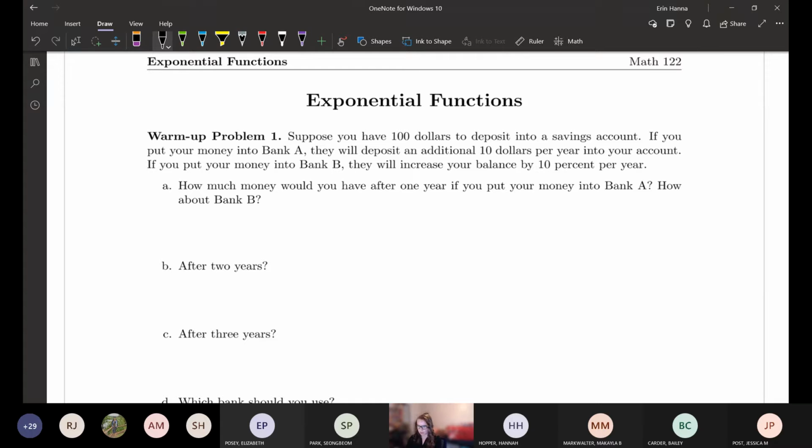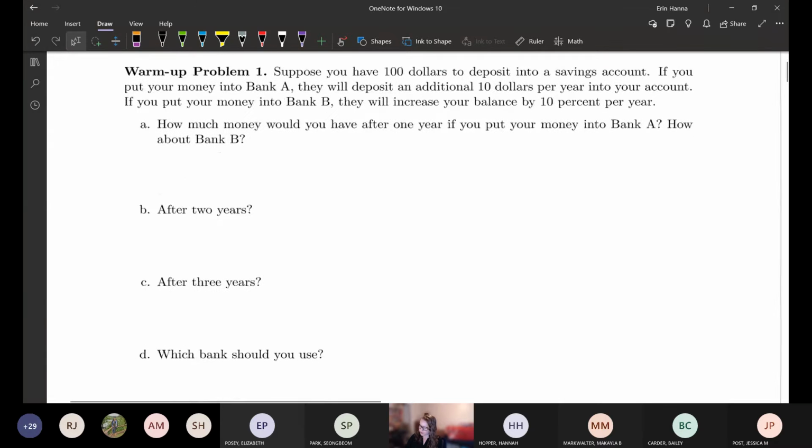This says warm up, but we're going to go over it together. So here we go. Suppose you deposit $100 in a bank into a savings account. If you put your money in bank A, they will deposit an additional $10 into your bank account every year.